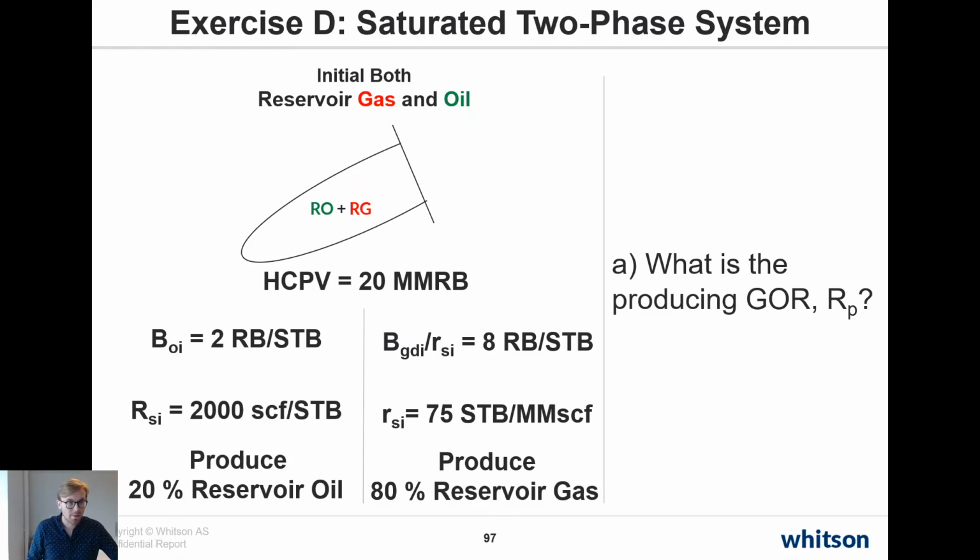Here we have a reservoir where we know the PVT properties of the reservoir oil phase and the reservoir gas phase, and we know that at this particular point in time we're producing 20% of the reservoir oil and 80% of the reservoir gas phase. Our job is to define what the producing GOR is.